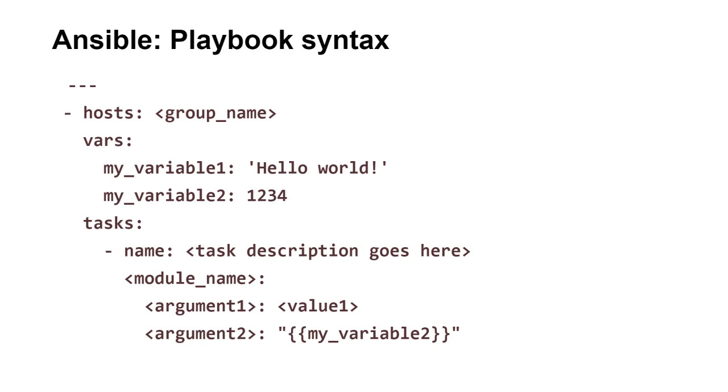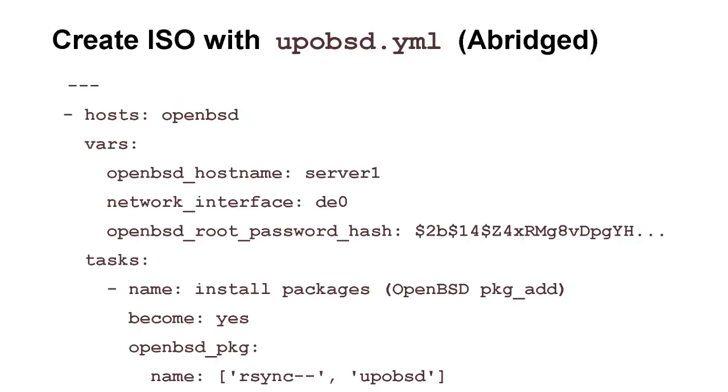So if you don't feel like running upobsd by hand every 6 months when a new release comes out, and I know I don't, you can write an Ansible playbook that will build your auto-installation ISO for you. Instead of writing out a static response file, I can record my responses as vars, the server name, the network interface, the root password hash, and so on. And I can install the upobsd package, and rsync, with the openbsd_pkg module. This just runs pkg_add for me, and since I need to be superuser, I make sure this task gets the line become: yes in it. Become means become superuser for this task.